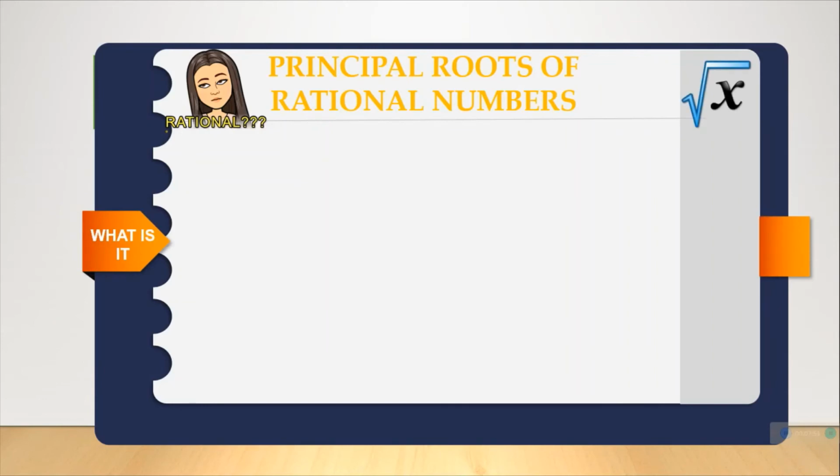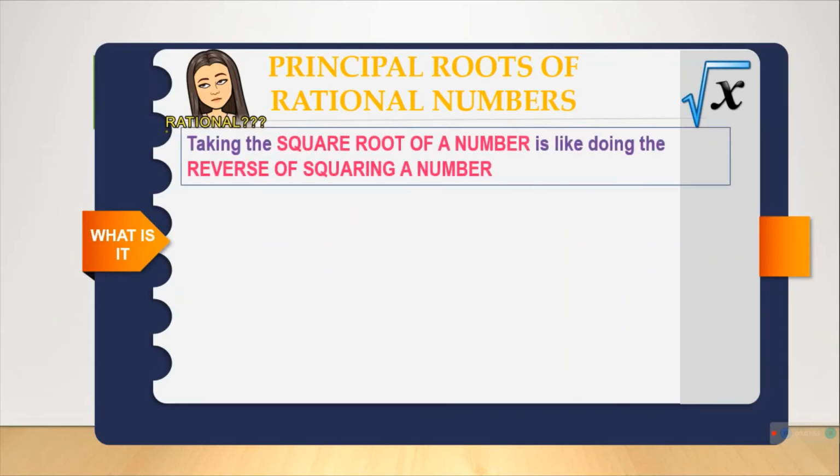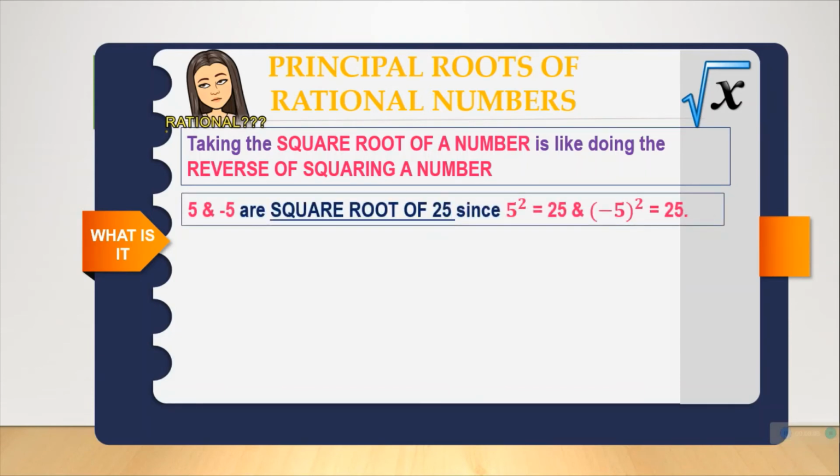Next, principal roots of rational numbers. Taking the square root of a number is like doing the reverse of squaring a number. Five and negative 5 are square roots of 25, since 5 squared is equal to 25, and negative 5 squared is equal to 25. So, nagbaliktaran lang sila.